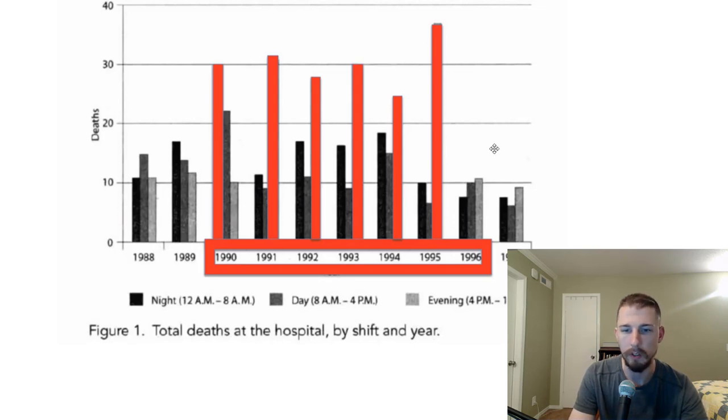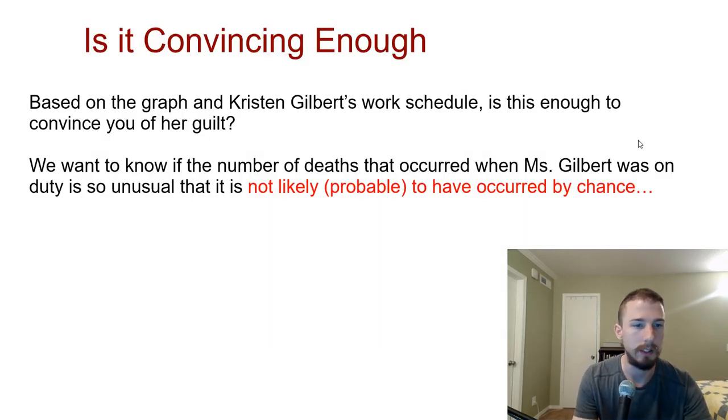So moving on, and if we highlight those shifts that she worked in red, you can clearly see they're significantly higher than the other shifts around her. At least I would say they're significant, but can I quantify that? Well, yeah, that's what you need statistics for, right? All right, so is it convincing enough? Based on the graph of Kristen Gilbert's work schedule, is this enough to convince you of her guilt? I would say yes. You should say yes, because that's the truth.